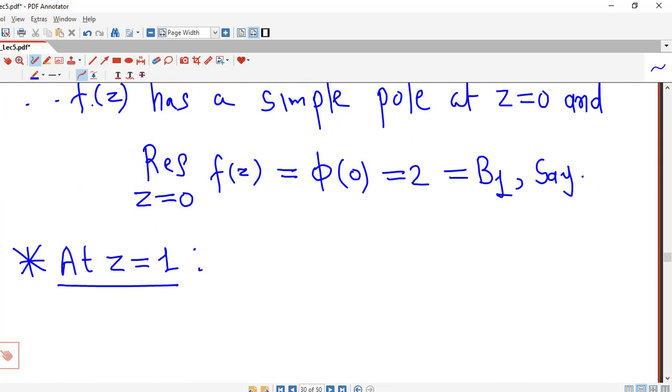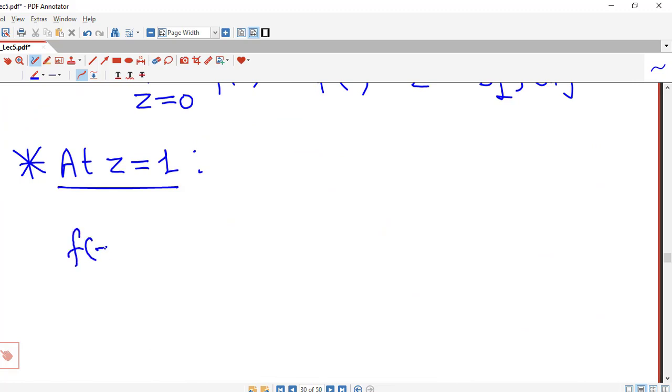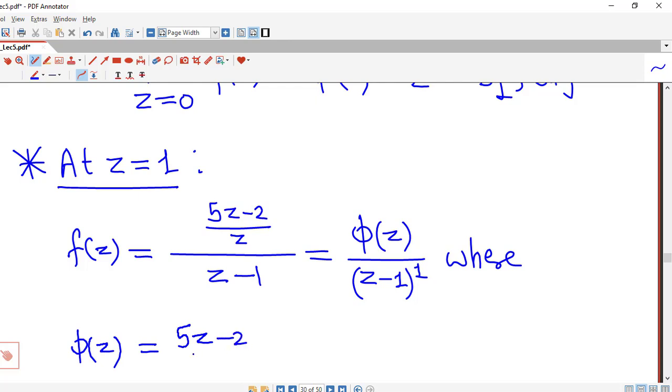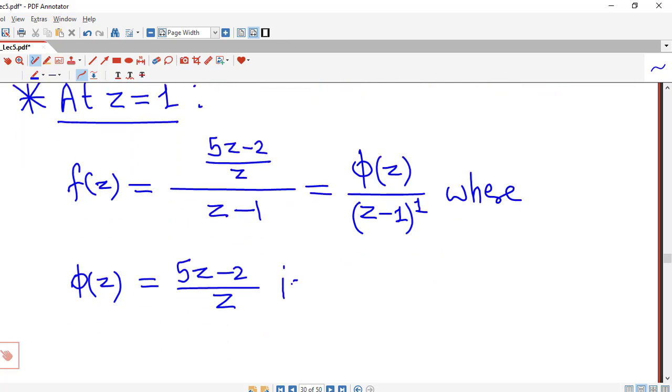So we rewrite our function f of z as f of z equal to, we keep z minus 1 in the denominator, and 5z minus 2 divided by z, we write it in the numerator, and we denote this by phi of z divided by z minus 1. Here power of z minus 1 is 1, and where phi of z is now 5z minus 2 divided by z. This phi of z is analytic everywhere except z equal to 0, so it is analytic at z equal to 1.